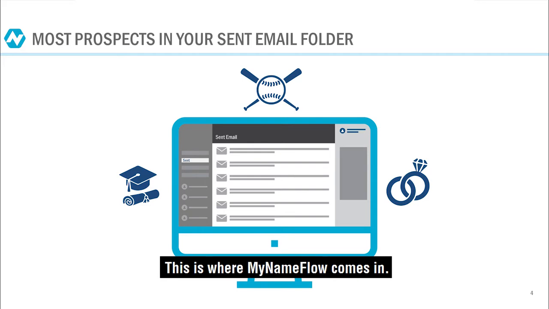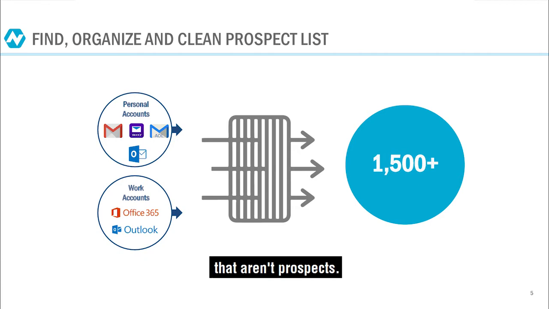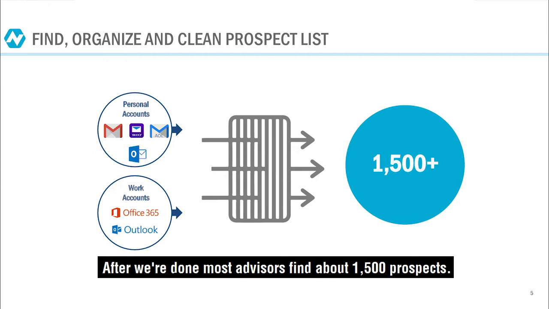This is where MyNameFlow comes in. MyNameFlow looks through all your sent emails to find all the prospects you forgot you knew. We look at your work and personal email accounts. Then we scrub the list to remove emails that aren't prospects. After we're done, most advisors find about 1,500 prospects.